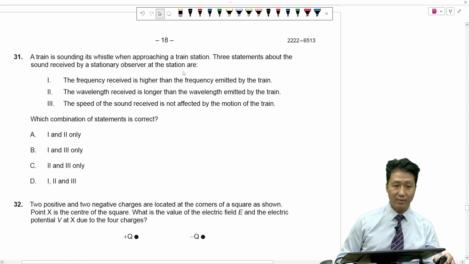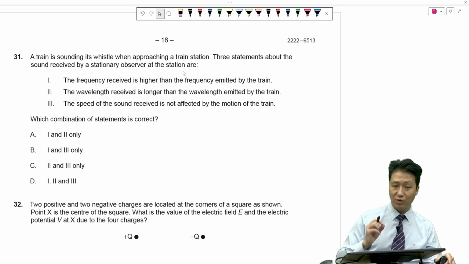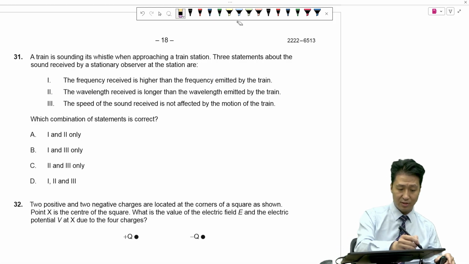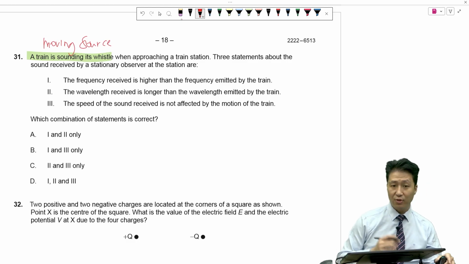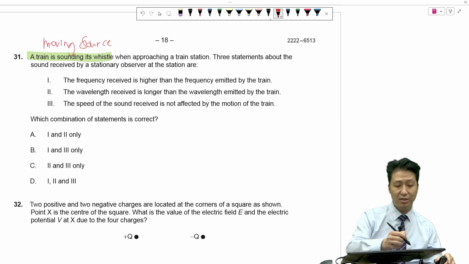Number 31. A train is sounding its whistle when approaching a train station. So the train is a moving source. Three statements about the sound received by a station observer at the station are: 1. Frequency received is higher than the frequency emitted by the train. Are they moving towards each other? Yes, they are moving towards each other. The frequency is indeed higher.